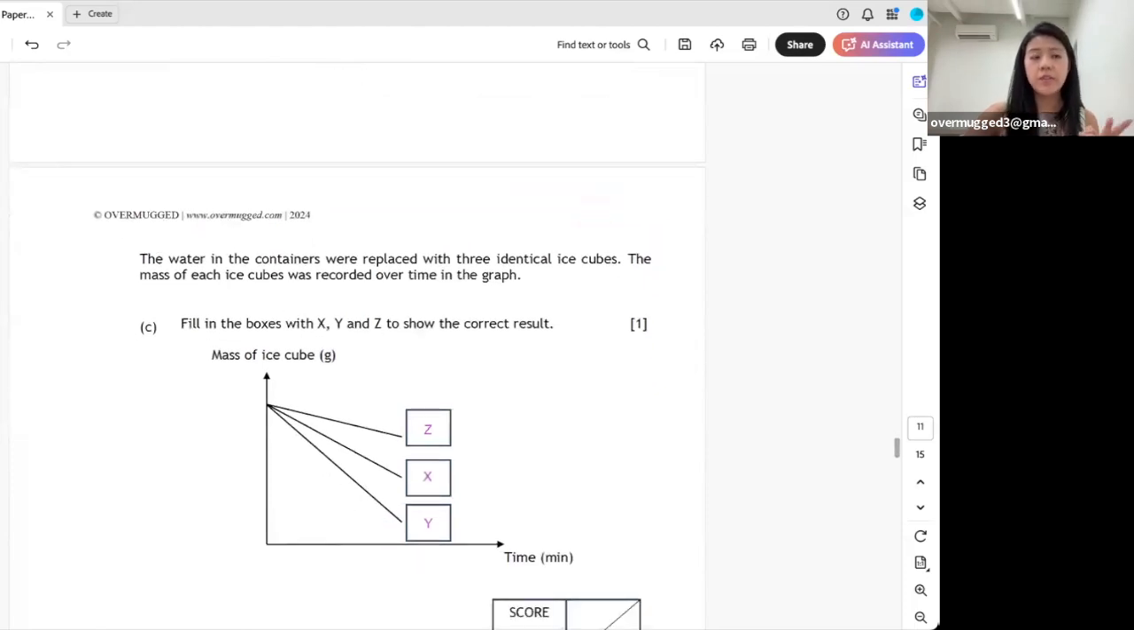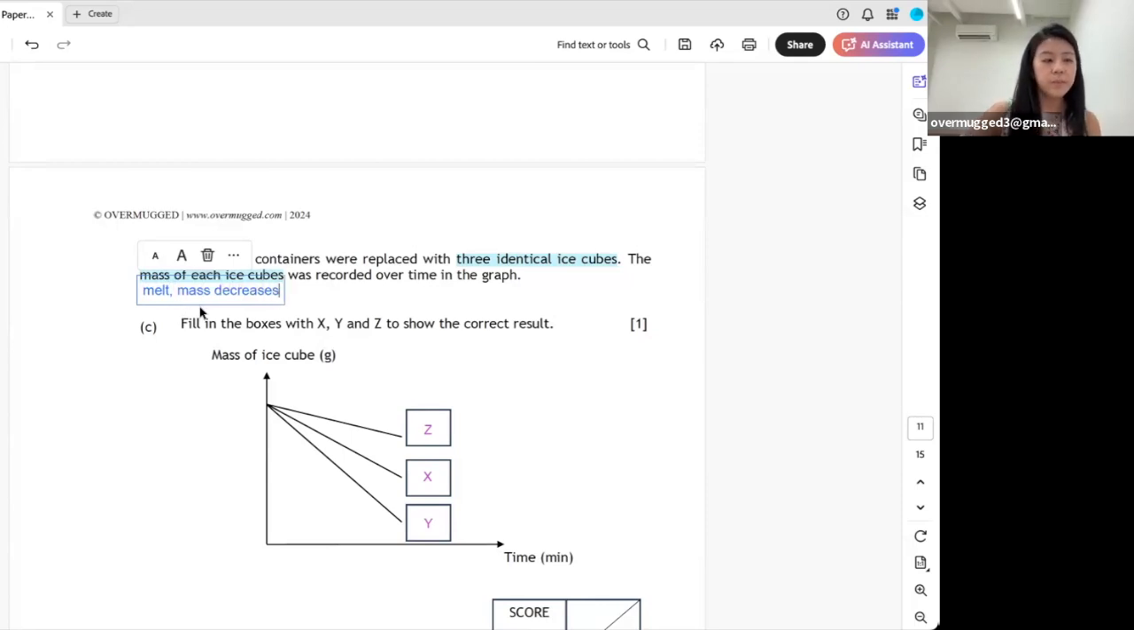This time around, we're going to change up the experiment a little bit. I am going to replace it with ice cubes. Okay? And the mass of each ice cube was recorded over time. Why is it that the mass of ice cubes are decreasing for all the graph? It's because they are melting. Okay? So when you melt, the mass decreases.